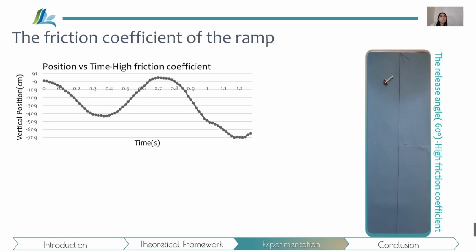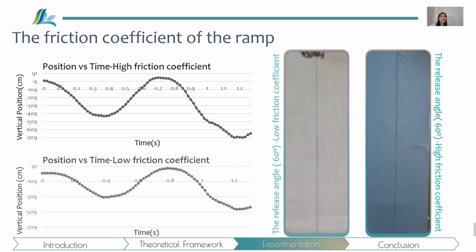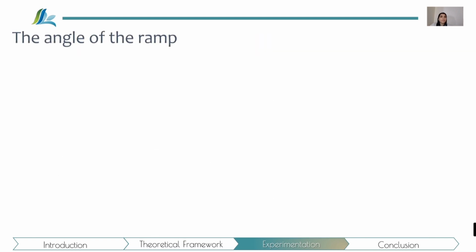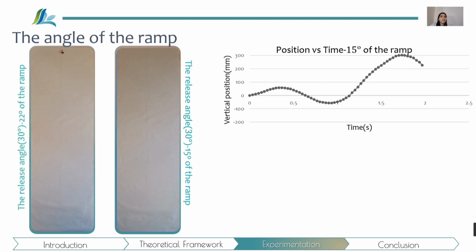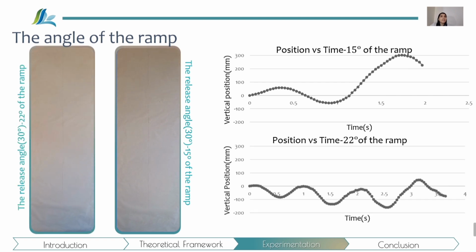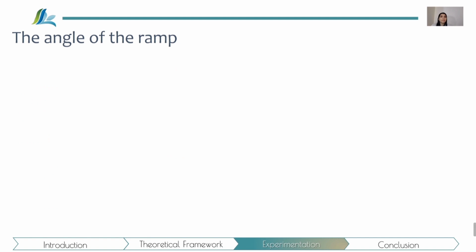By increasing the friction coefficient of the ramp, while the number of oscillations increases, the oscillation's amplitude decreases. When the angle of the ramp decreases, the number of oscillations increases, but the oscillation's amplitude decreases.